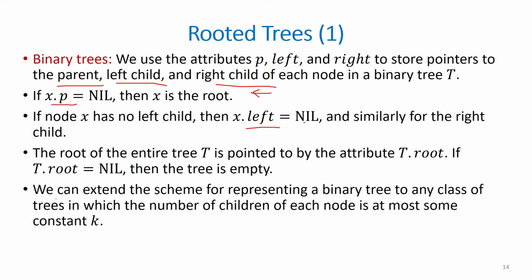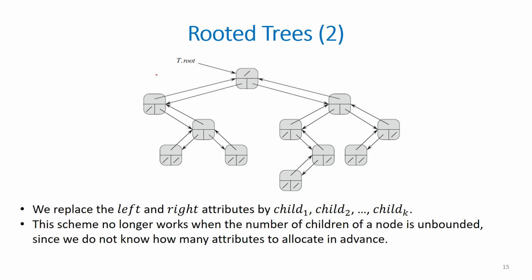If x.left is equal to nil, then node x has no left child. Likewise, the same holds for x.right. To point to the tree itself, we need an additional pointer T.root, which points to the root node. If this is nil, then it means that the tree T is empty. We can now generalize the concept of binary tree to any generic tree with at most k children instead of just 2. The binary tree representation with each node carrying 3 pointers is shown here.